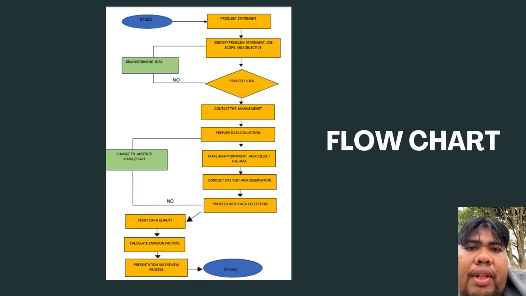In this flowchart, we begin the project by identifying the main problem statement. Next, we define the job scope and objective, ensuring every team member understood their role. Once a suitable idea was selected, we proceeded to contact the management of the target location. After that, we scheduled an appointment and went on site to begin data collection. During the site visit, we conducted direct observation to better understand the environment. Once the data was collected, we verified its quality to ensure accuracy. Using the verified data, we calculated the carbon emission factors. Finally, we complete the presentation and review process to evaluate the result and conclude the project.